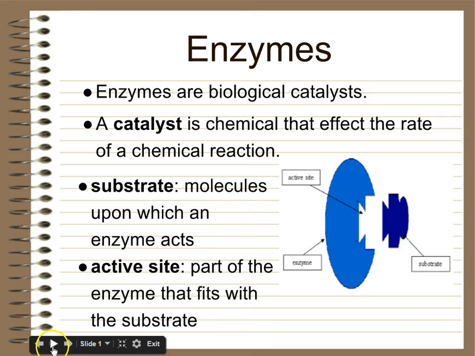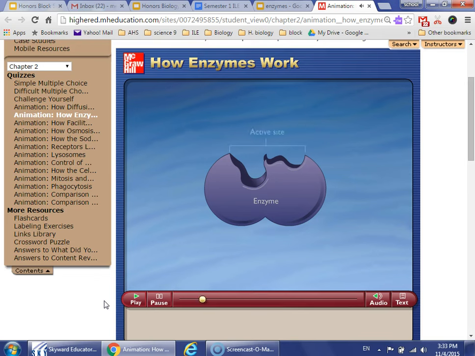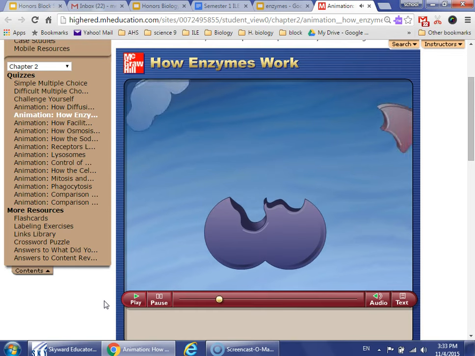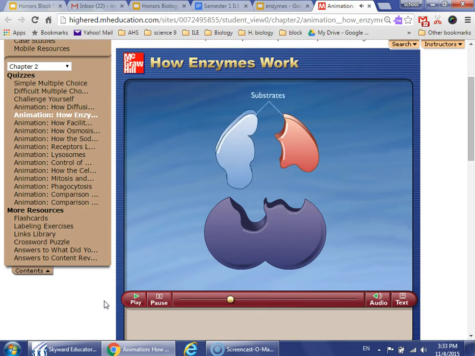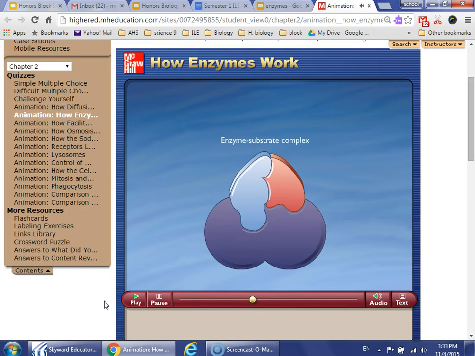Here's an example. Enzymes are proteins that speed up chemical reactions in the cell. A special region on the enzyme, called the active site, has a shape that fits with specific substrate molecules. An enzyme works by binding to one or more specific molecules called reactants or substrates. Binding occurs at the active site. The enzyme and substrates form an enzyme-substrate complex.